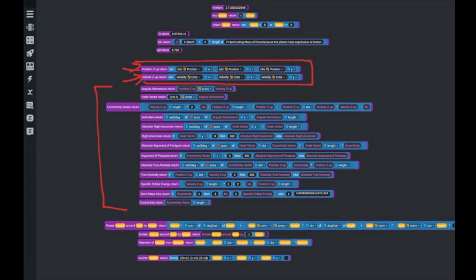which is why I created these z-up based versions of the position and velocity vectors. In addition to the orbital parameter expressions, there are also expressions to perform vector rotations clockwise and counterclockwise, as well as calculating a vector rejection, which I'll explain in a moment. And up top, we have some basic gravitation-related information and some simple math functions.